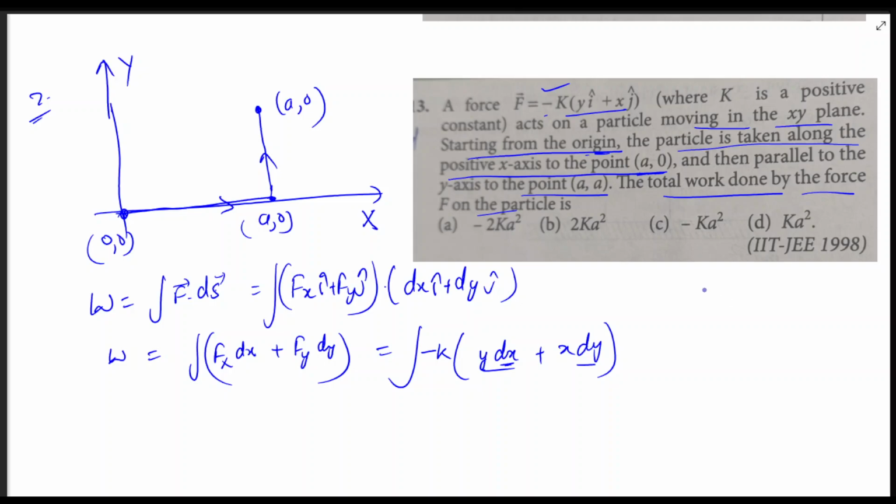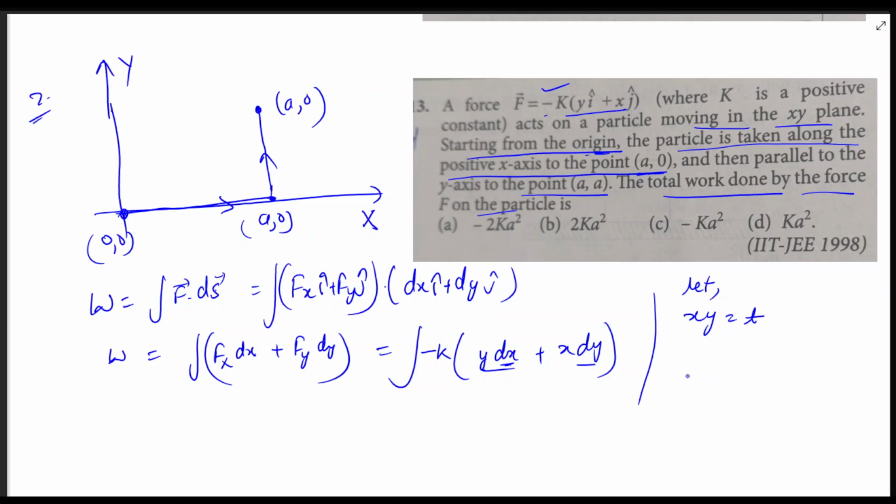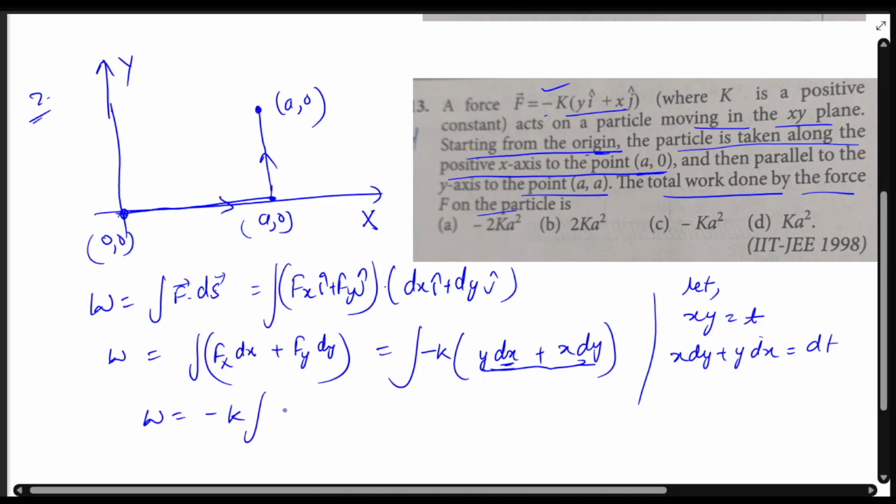So look, let's assume one thing. Okay, so let's say xy equals t. So what we'll get? If I differentiate on the left and right side, we'll get x dy plus y dx will be equal to dt. So this is actually dt itself. So work done will be minus k integral dt.